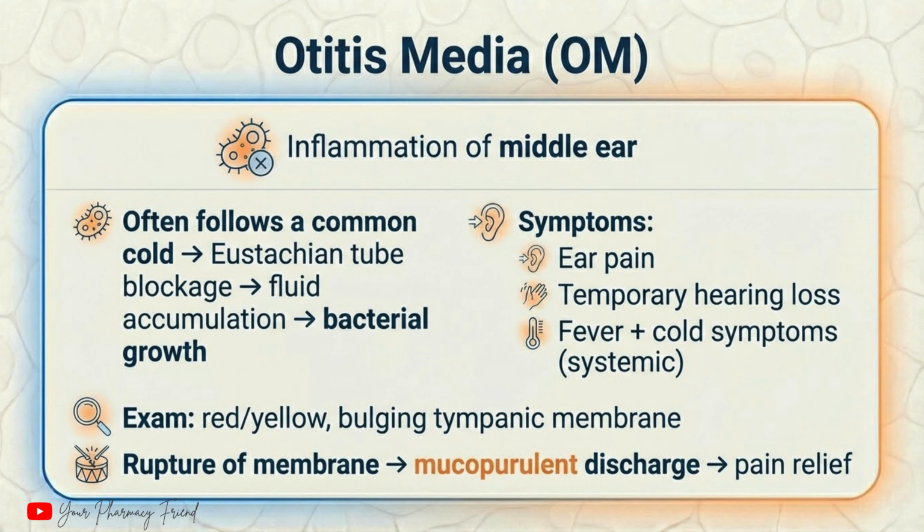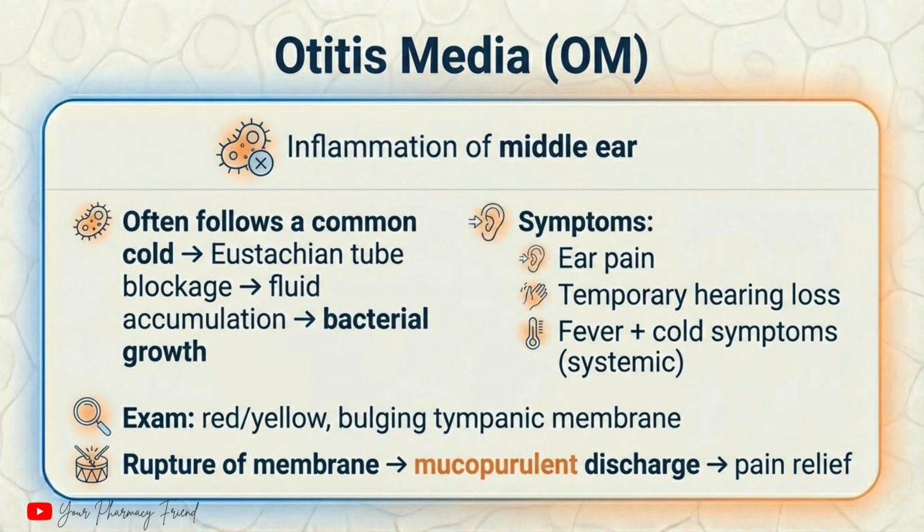Unlike otitis externa, otitis media is typically associated with systemic symptoms. The symptoms of otitis media include ear pain, temporary hearing loss, and usually a high temperature. Patients often present with concurrent cold symptoms.